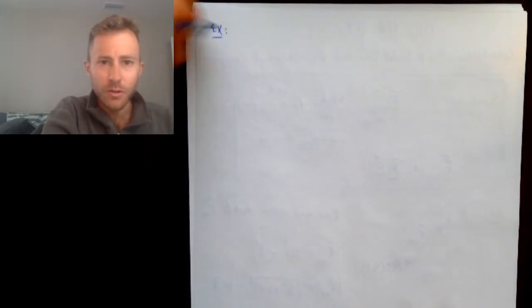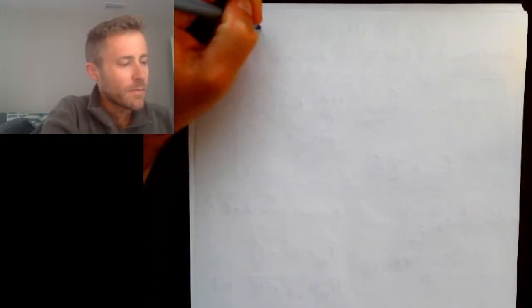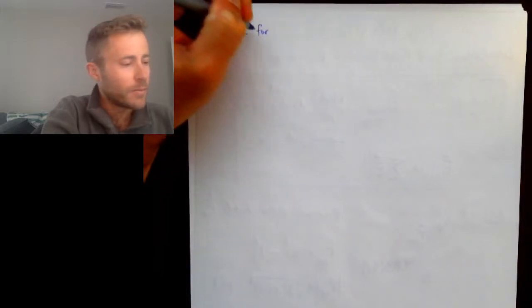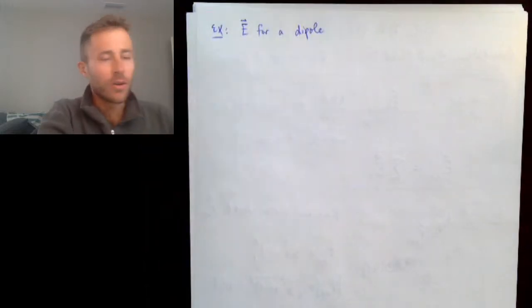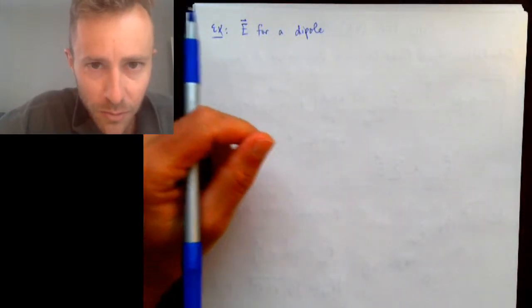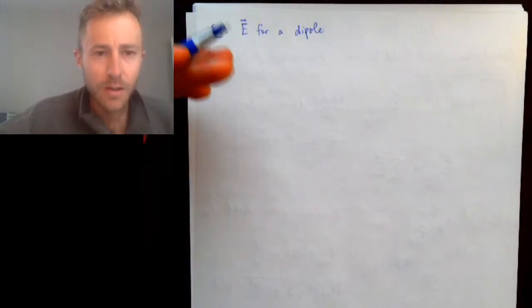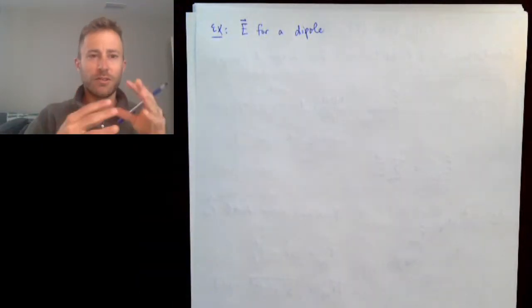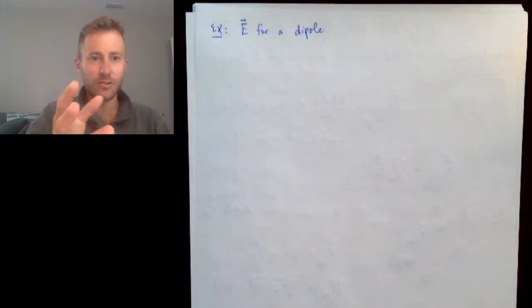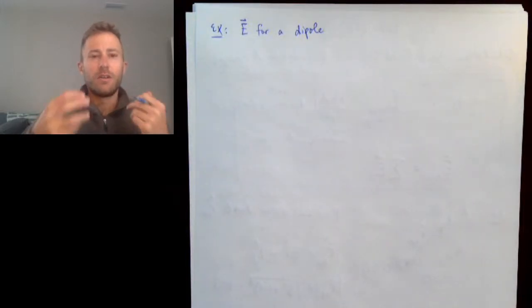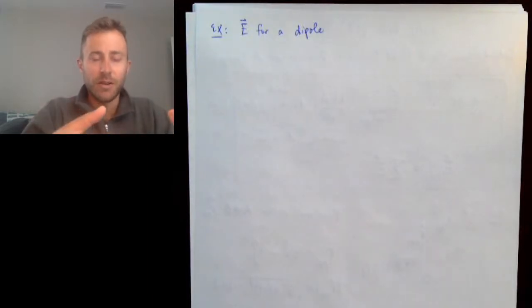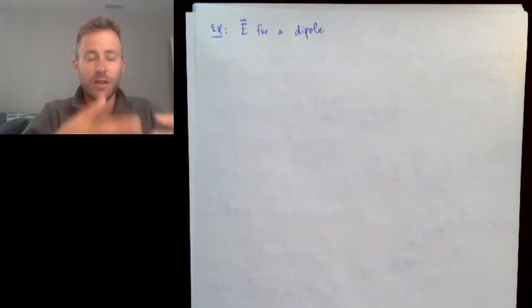Now let's do an example of actually calculating an electric field. We want to find the electric field for a dipole. If you've ever heard water is a polar molecule, we could model water as a dipole. Because of the shape of the water molecule and the difference in electronegativity between the oxygen and the hydrogen, the oxygen pulls the electrons to that side of the molecule, leaving a lack of electrons on the other side so that it has a net positive charge.